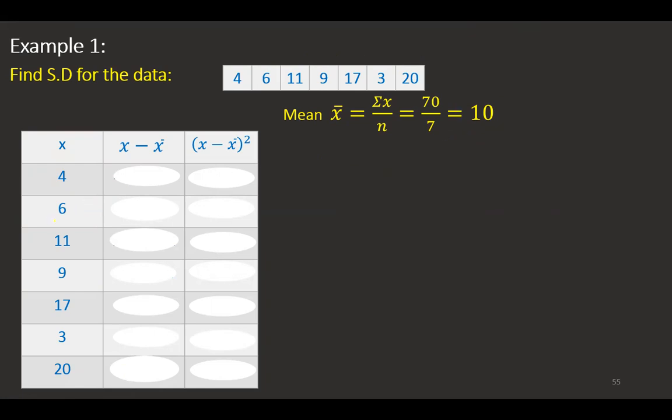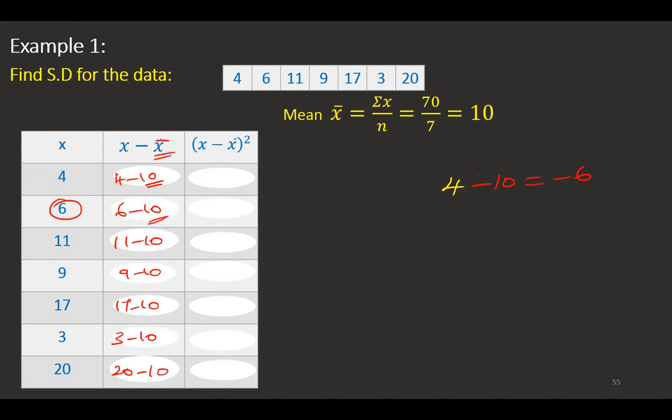So now, how to calculate this column? This column is calculated actually. 4 is there here. I'm going to show it in a different color. You can see now. See, 4 minus 10 will give you minus 6. Here I have to write 4 minus 10. Here 6 minus 10. Here 11 minus 10. Here 9 minus 10. Here 17 minus 10. Here 3 minus 10. Here 20 minus 10. That's the value I'm going to calculate, where this 10 is nothing but the value of x bar. X bar is nothing but the mean.